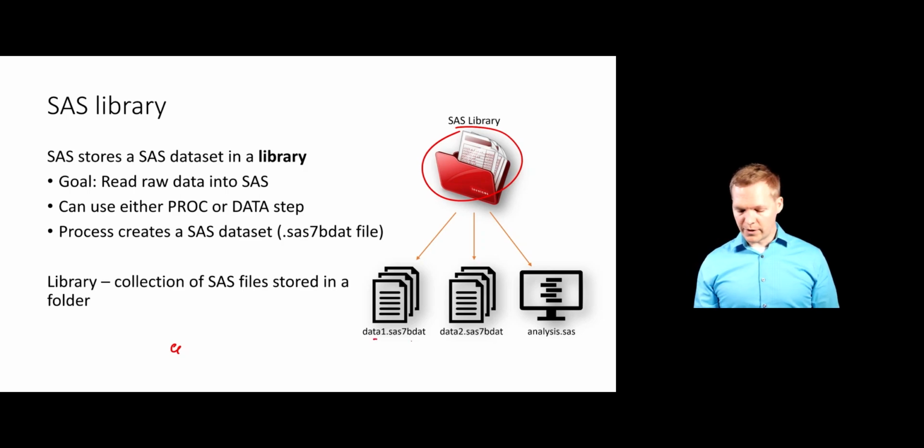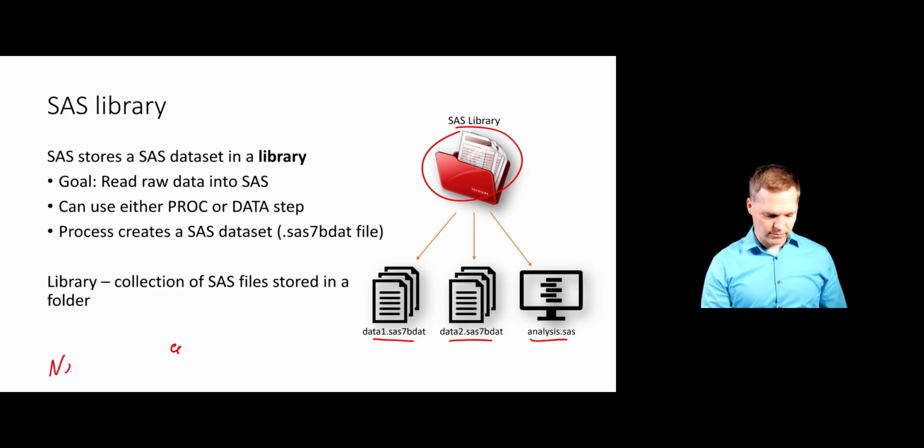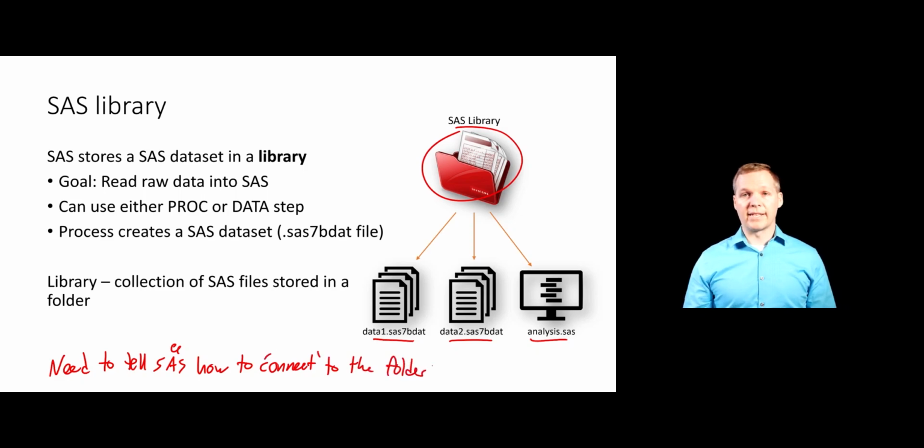So for instance, in this visual, there are two datasets that are SAS datasets, right? They have a .sas7bdat extension. And then there is a SAS program in there that might analyze those datasets. So again, a library is just a folder somewhere that has SAS data and SAS programs in it. The key here is just being able to tell SAS how to identify where a folder is. So we really need to tell SAS how to connect to that folder. That is, how do we tell SAS to make this folder a SAS library?